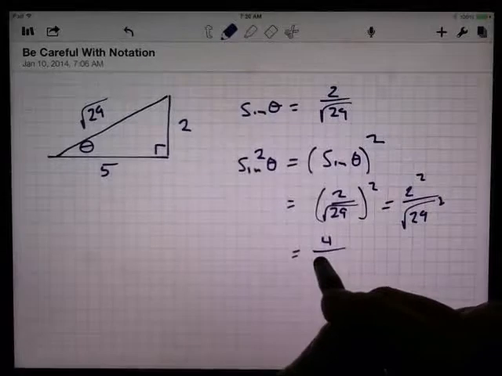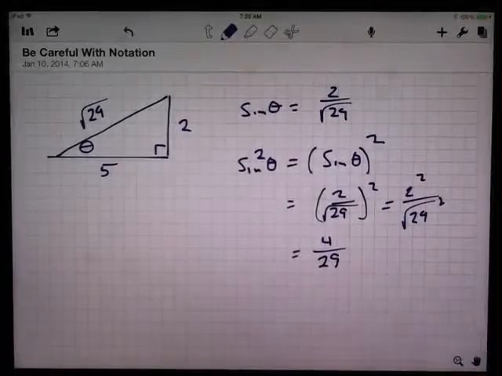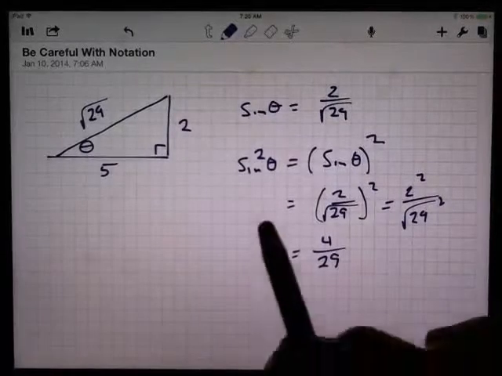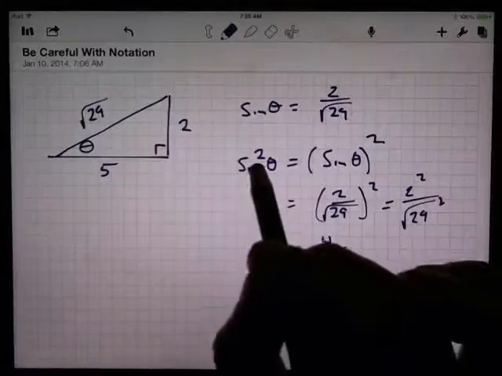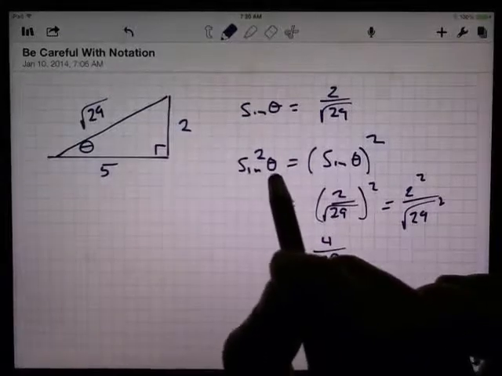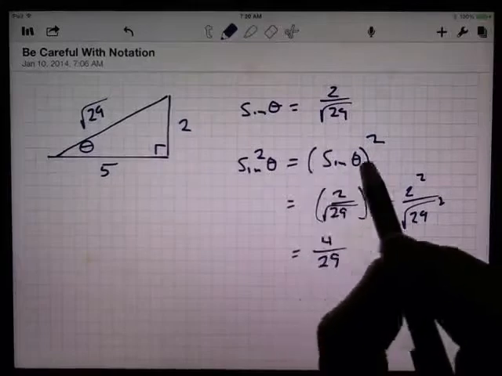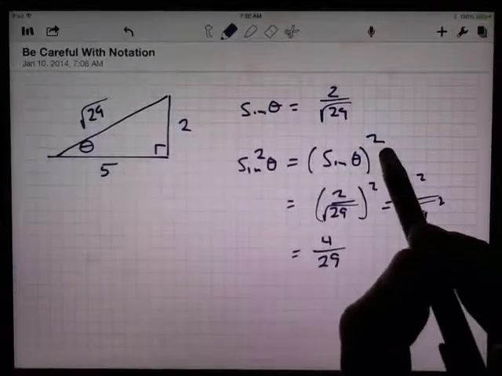over 29. Okay. The notation is you're squaring the sine. You're not squaring the angle. Right? You're figuring out what the sine of the angle is first, and then squaring the result.